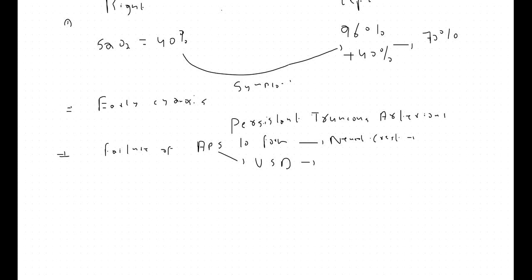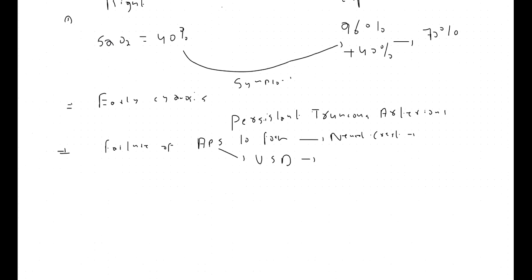Now the blood from the left ventricle will mix with the blood from the right ventricle at the truncus arteriosus. So the baby is going to present with early cyanosis. All right, so that's all about your persistent truncus arteriosus. Now, after the persistent truncus arteriosus, we have another disorder called transposition of the great vessels.